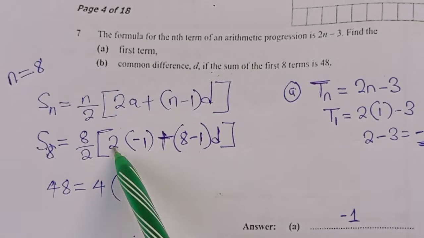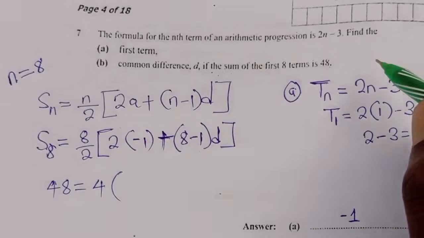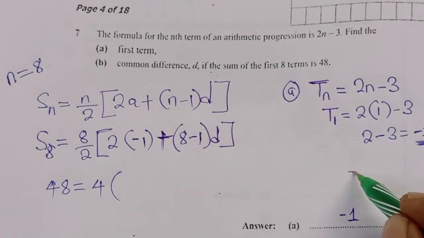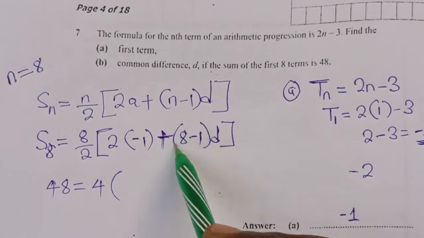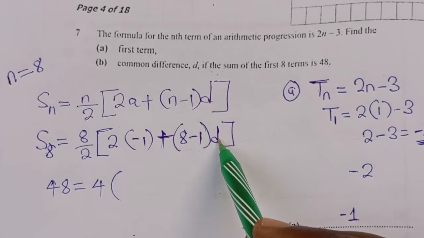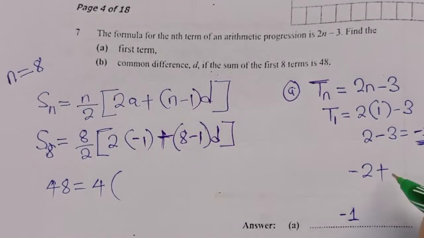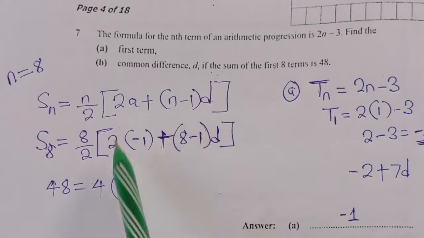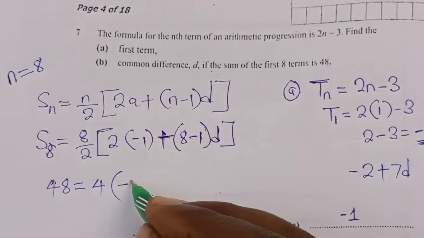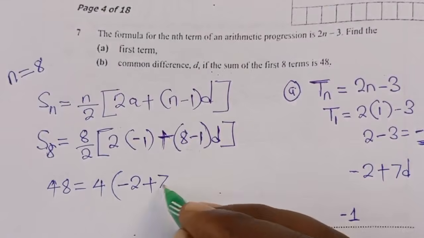Then this is 2 times -1. I'm going to get -2. Then this is 8 minus 1, 7. 7 times d, that is 7d. So plus 7d. This is what is inside there. So I've got -2 plus 7d.